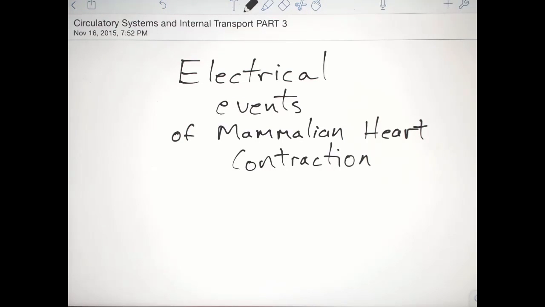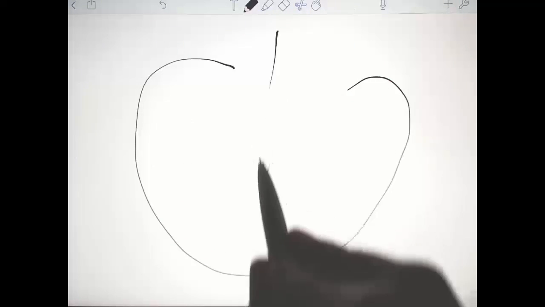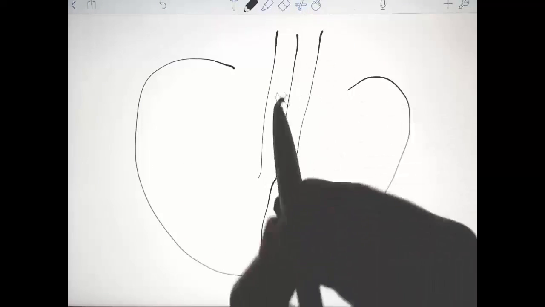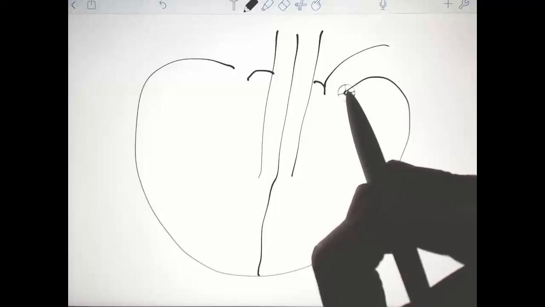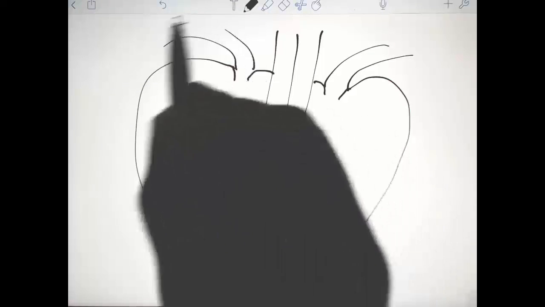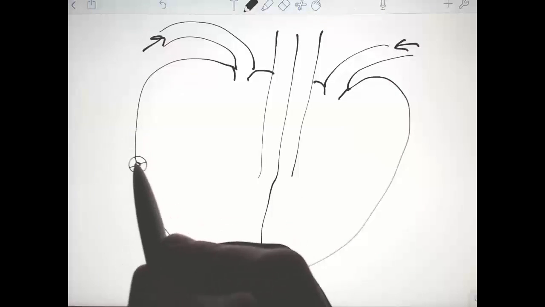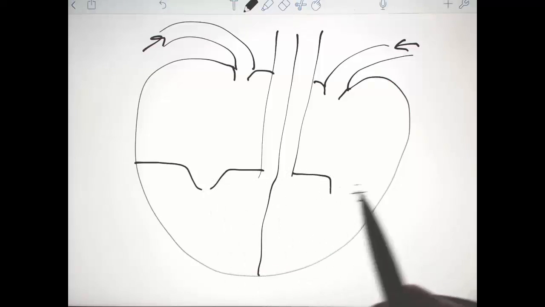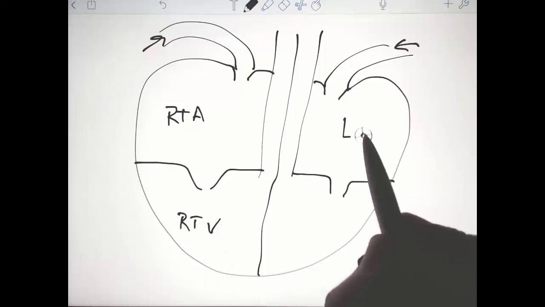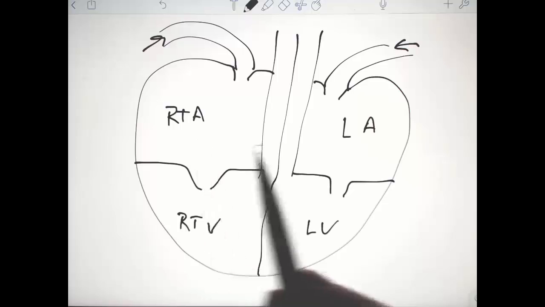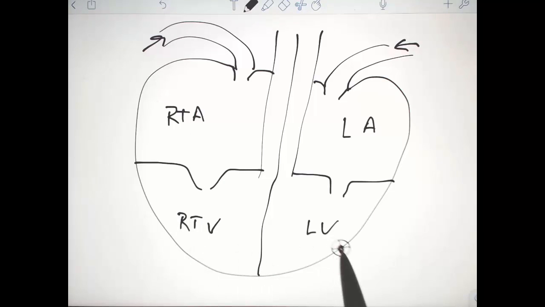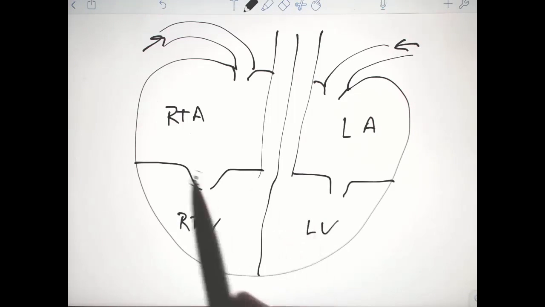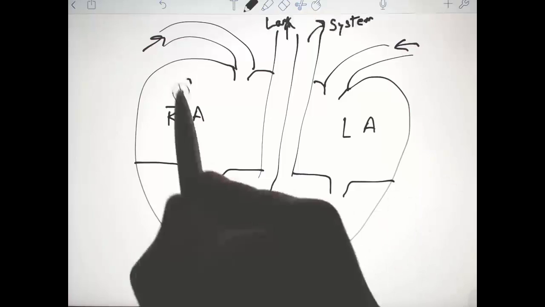In this segment, I'll talk about the electrical events of mammalian heart contraction. So let's start by practicing drawing a heart. So right atrium, right ventricle, left ventricle. By convention, we always draw it with the right atrium on the left side here.